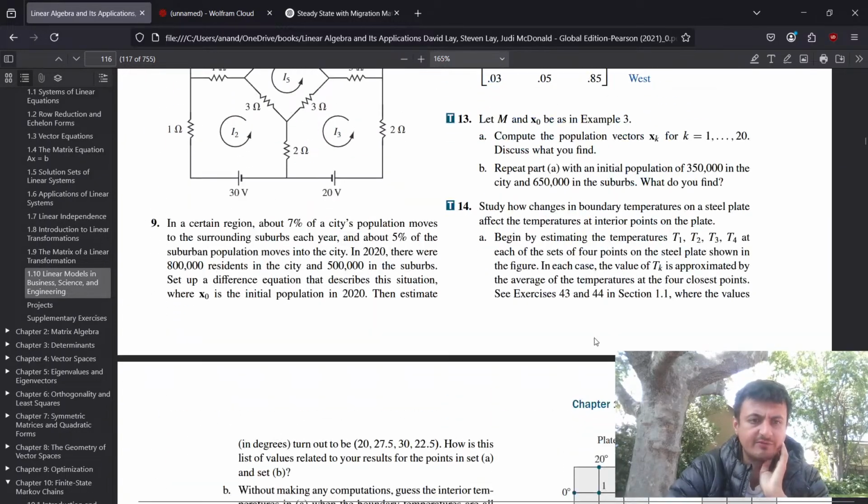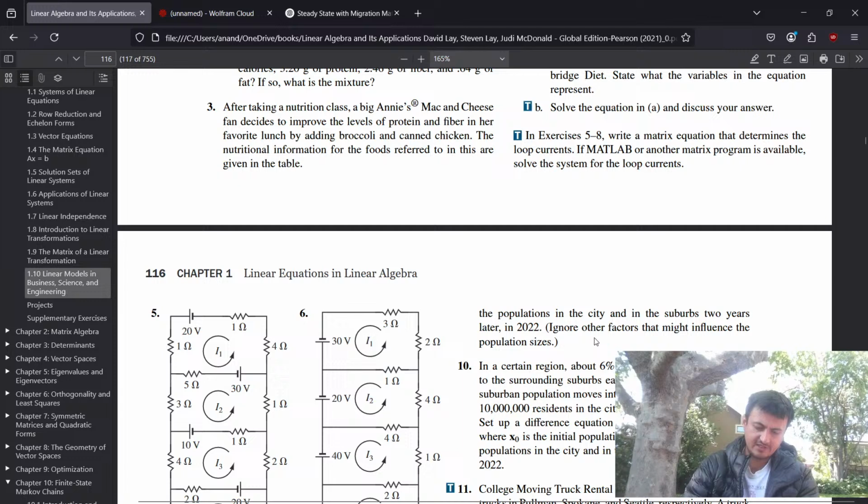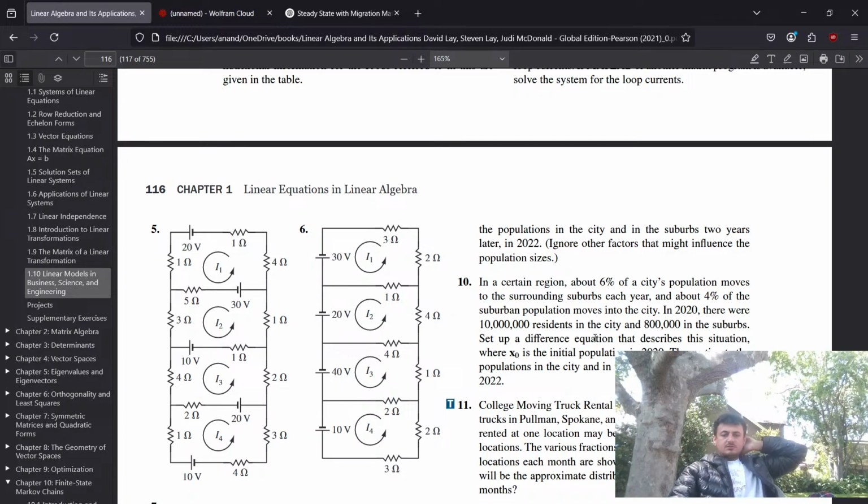All right, so we're going to do number 5. So for number 5, we want to write the matrix equation and then solve it. Oh my gosh, this is a big system. Oh, dude.